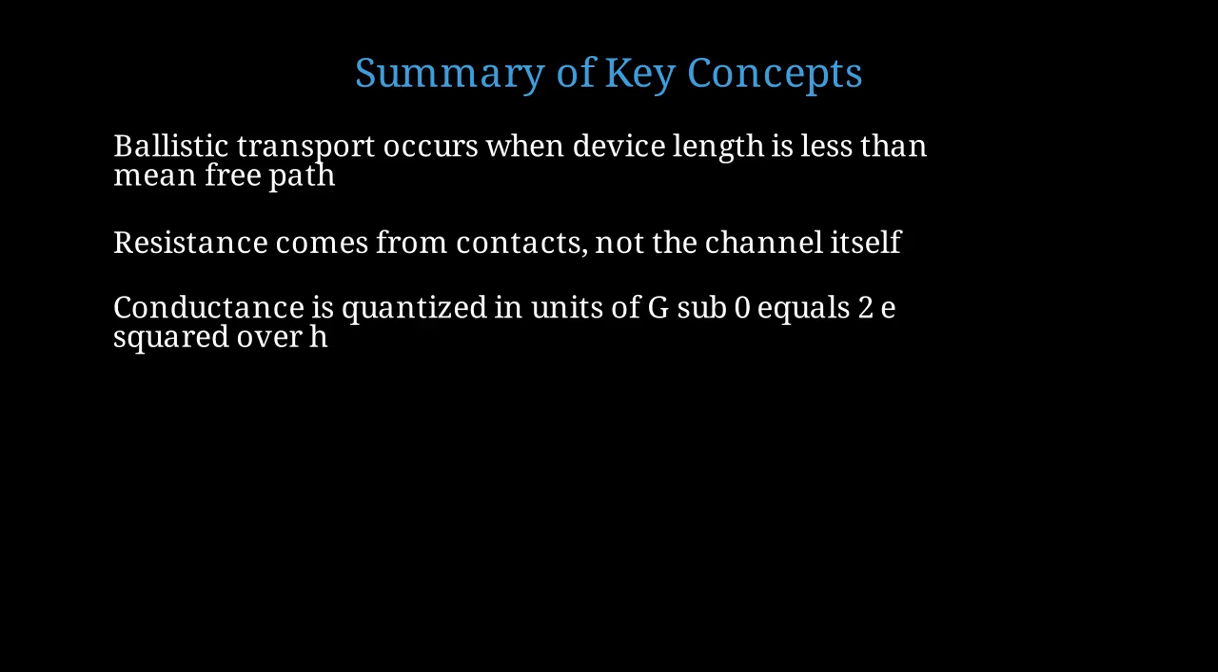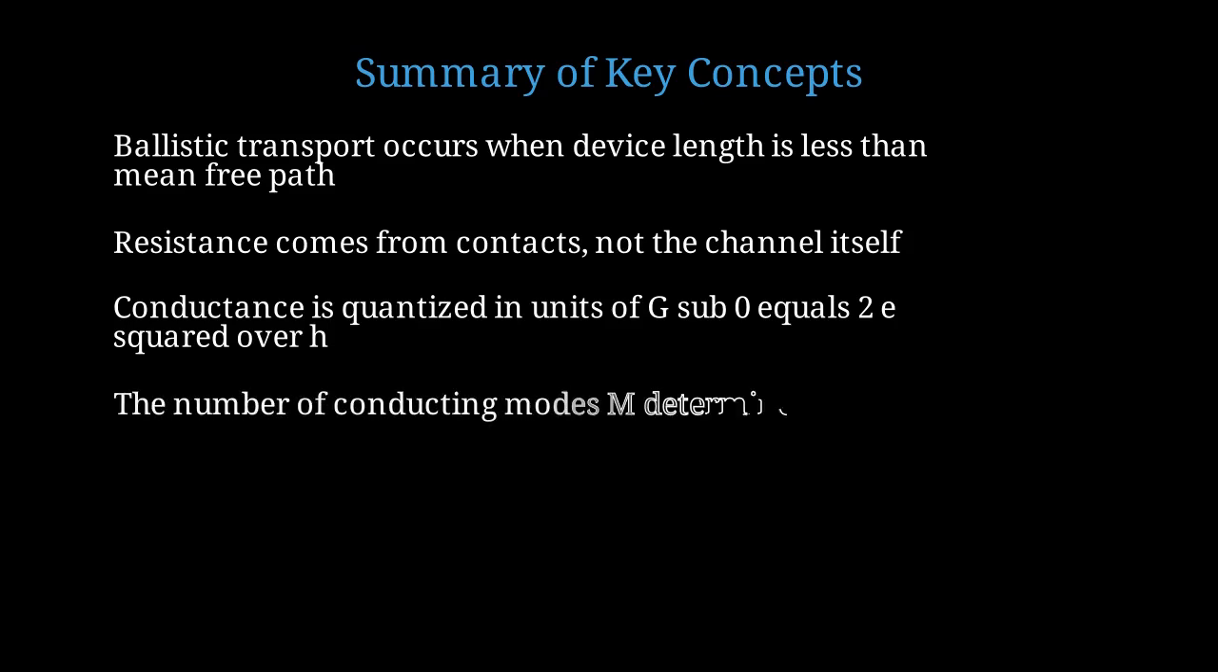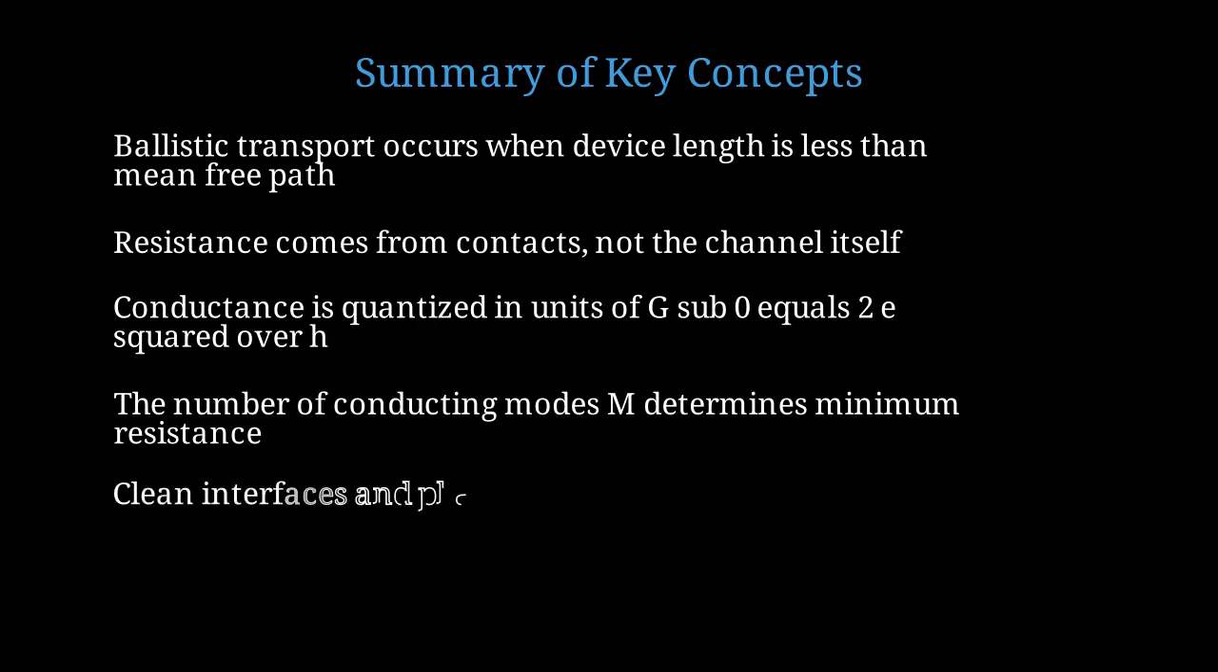G sub 0 equals 2e squared over h, approximately 77.5 microsiemens. The number of conducting modes m determines the minimum possible resistance. Narrower nanowires have fewer modes and higher minimum resistance. Clean interfaces and quantum phase coherence are essential for observing true ballistic transport. Roughness and inelastic scattering destroy these effects.